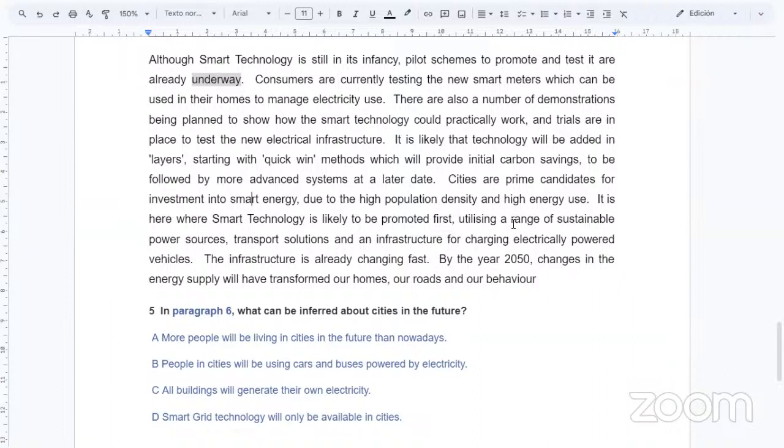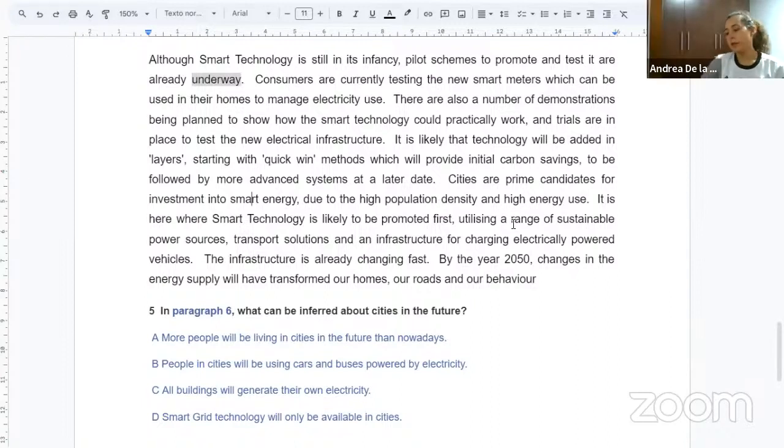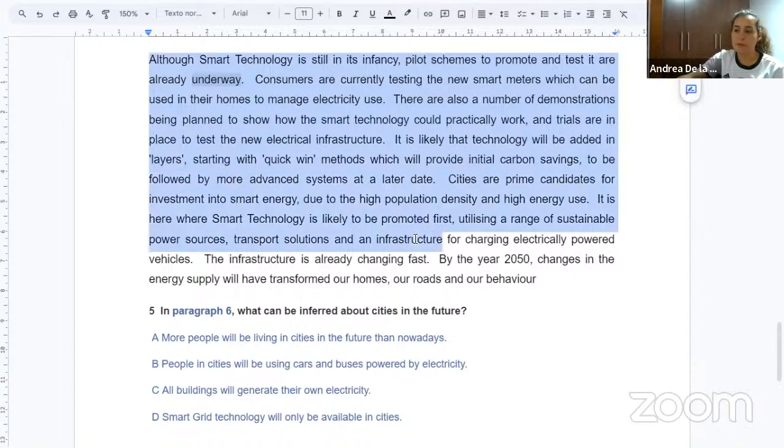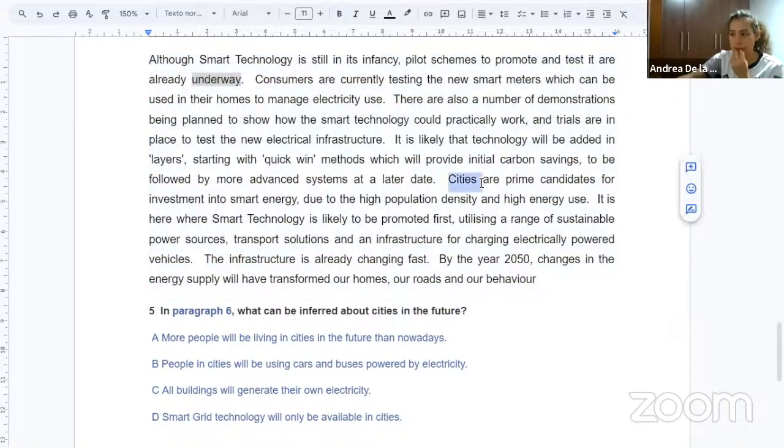Well, it mentions an infrastructure for charging electrically powered vehicles. Yes, right. First of all, you do not have to read everything again because they're asking specifically about cities in the future. They're not asking what can be inferred from this other part, right? So what about cities in the future? What do we know about cities in the future?